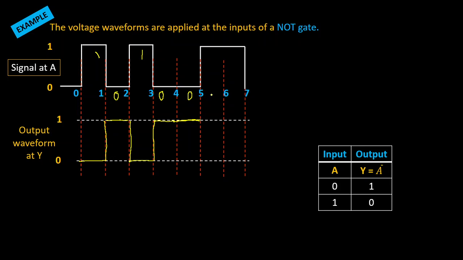For 5 to 6, the input is 1, so the output will be complemented as 0. So the state will come down to 0. Then for 6 to 7, again the input is 1, so the output is 0. So dear students, this will be the output waveform at Y if the input waveform is given as the NOT gate's input. So this is how voltage waveforms can be easily identified with the help of logic and the truth table.